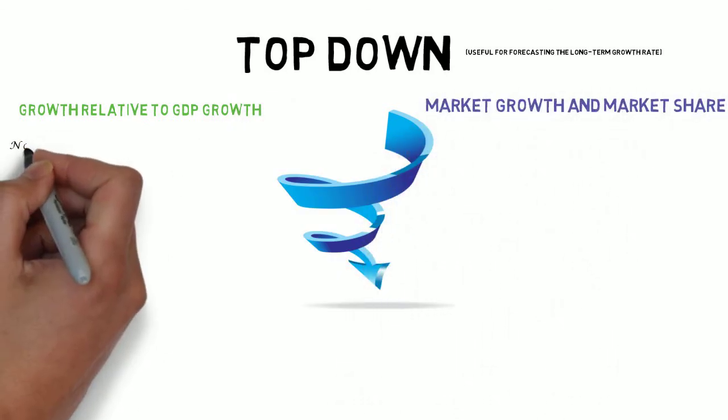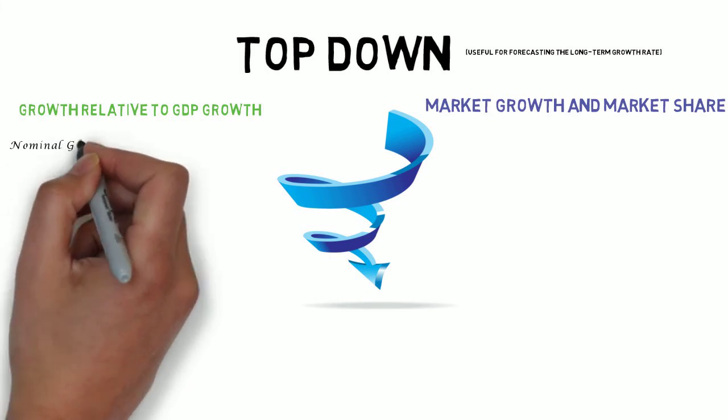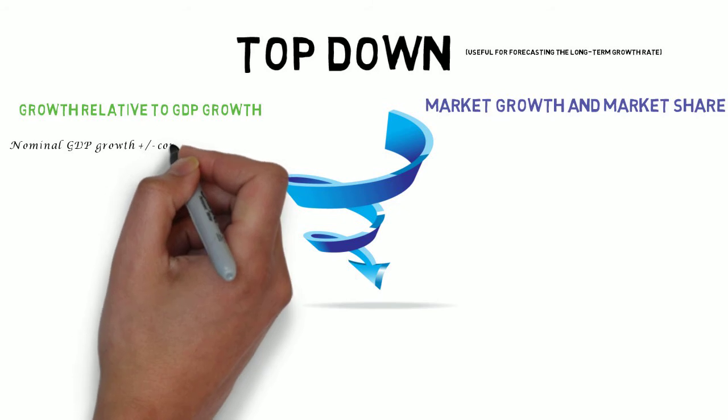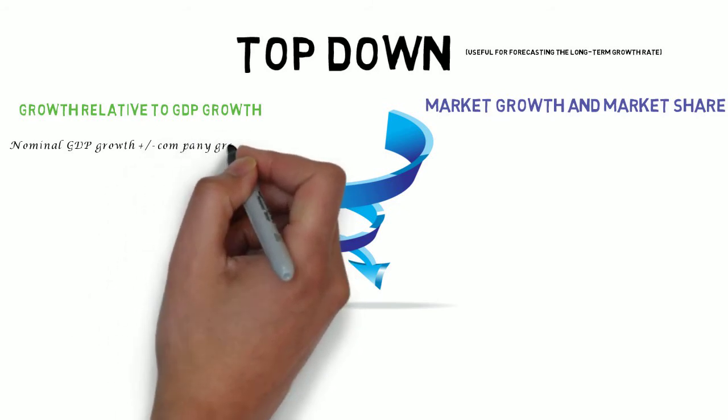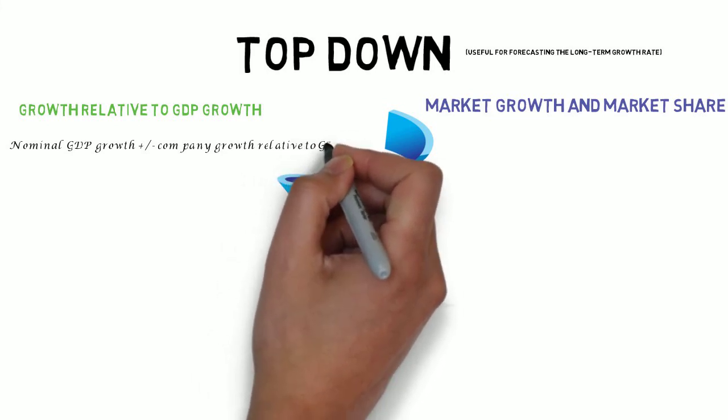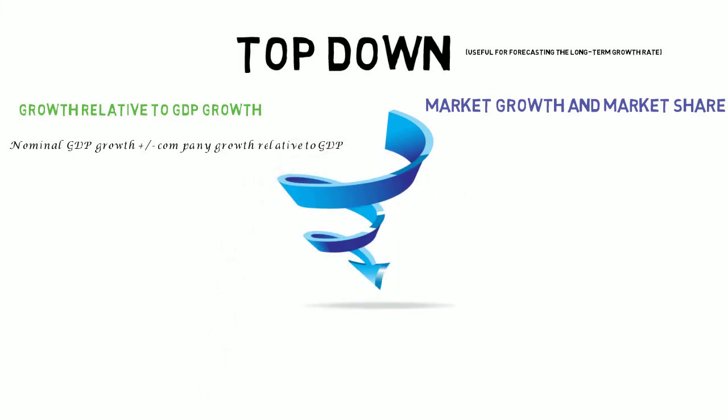In a growth relative to GDP growth approach, the analyst first forecasts the growth rate of nominal gross domestic product. The analyst then considers how the growth rate of the specific company being examined will compare with nominal GDP growth. The analyst may use forecasts for real GDP growth to project volumes and a forecast for inflation to project prices. And remember, revenue is the product of volume and prices.